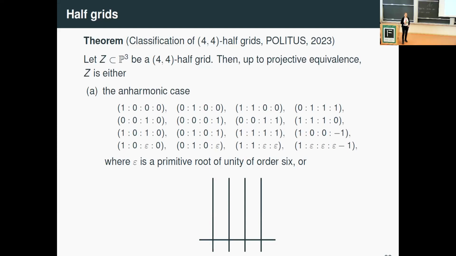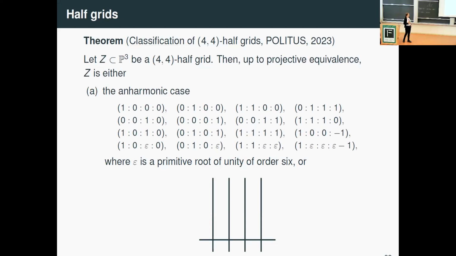So we assume that our set of points is a 4-4 half-grid in P3, and we discovered that there are two possibilities. The first one is the anharmonic case, and in this case the points are as on the slide, and these are the coordinates of the points. The epsilon is the primitive root of unity of order 6, and to visualize, we can see that the points in the columns are aligned, and also the last row is the row of collinear points.